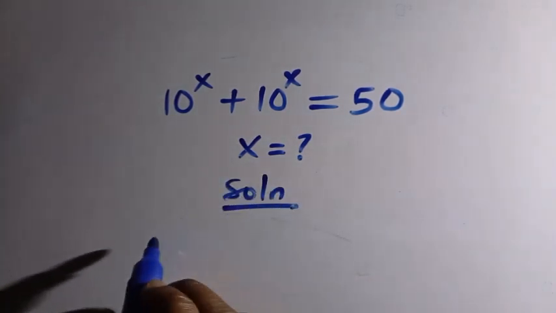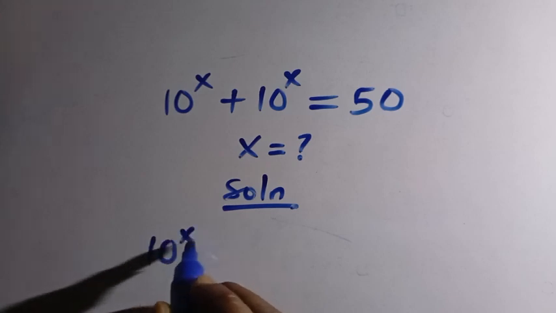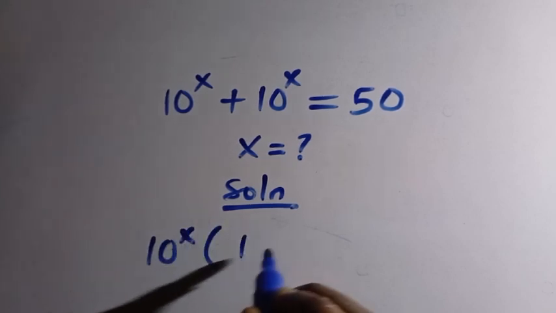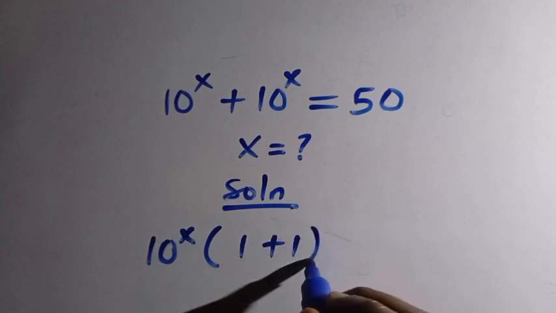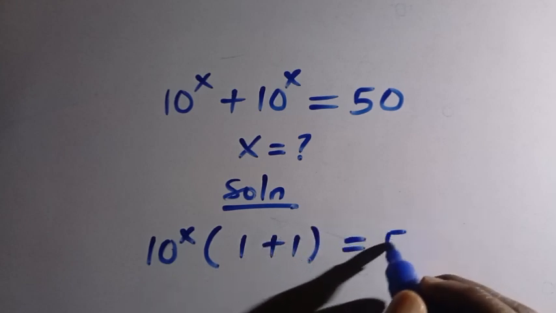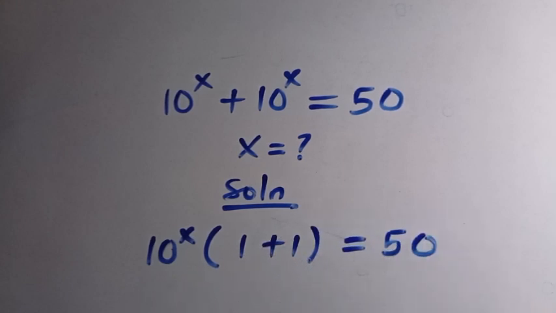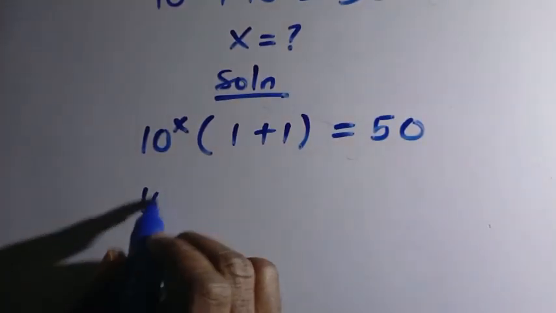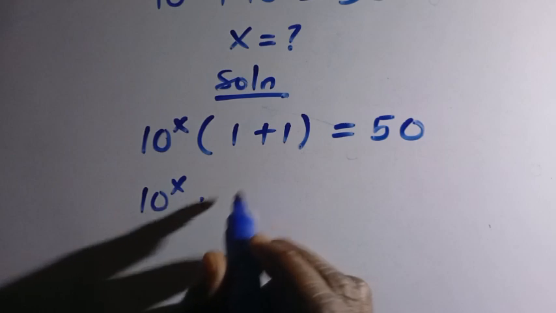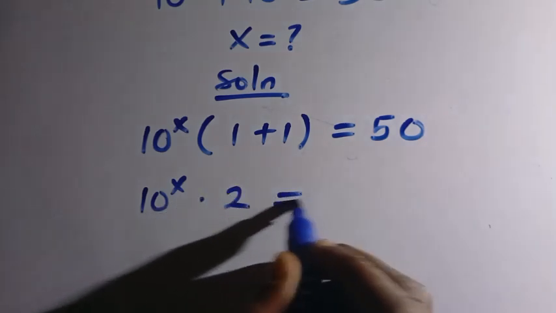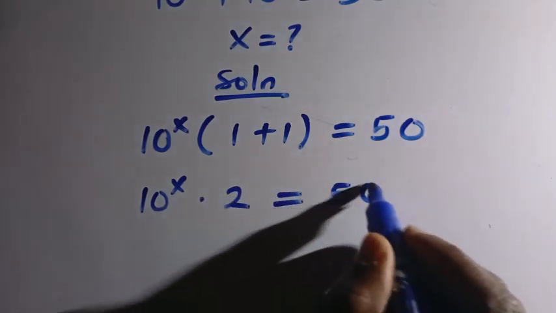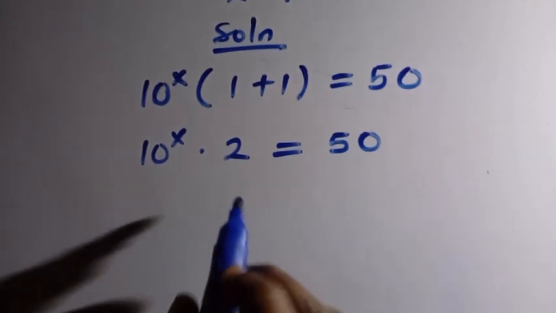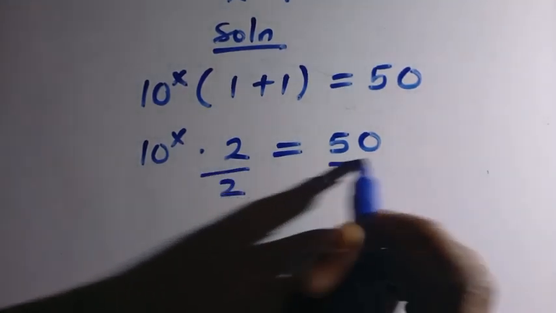So we're given 10 power x, and suppose we factor out 10 power x from here. Here we have 1 plus 1, and this equals 50. So then from here, you can see this as 10 power x multiplied by 1 plus 1, that is 2, equals 50. And then from here, let's divide both sides by 2.